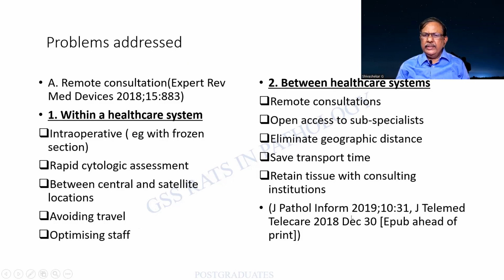But between the healthcare systems, what happens? You can get consultation from remote persons. Even from the US or UK, you can get an opinion. Open to the subspecialist. Subspecialist literally means super specialist, a nephrologist or a neuropathologist. Eliminates the geographic distance, saves time, and it retains the tissue with the consulting institutions. This is the reference.